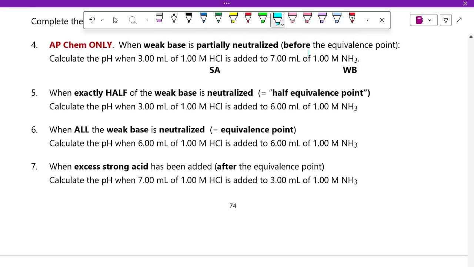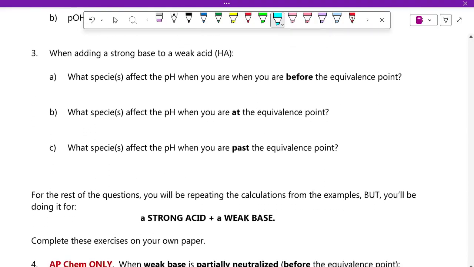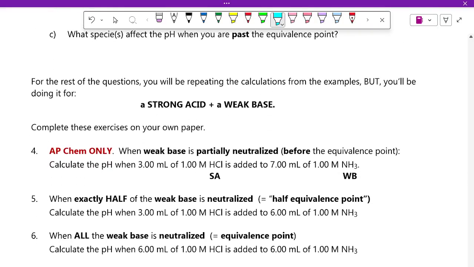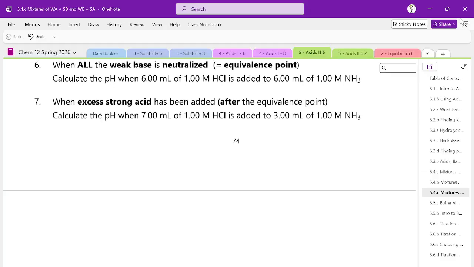All right, so there are some questions there. Let's see if there are any that we need to get rid of. AP Chem only, so you're going to cross out number 4. Yep, and that's it for that. Okay. Buffers, all of them.